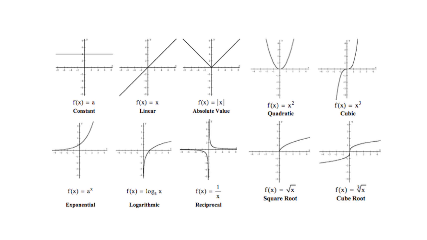All of our parent graphs are functions, so they all pass the vertical line test. But which are one-to-one functions? Pause the video and see if you can figure out which ones pass the horizontal line test as well.